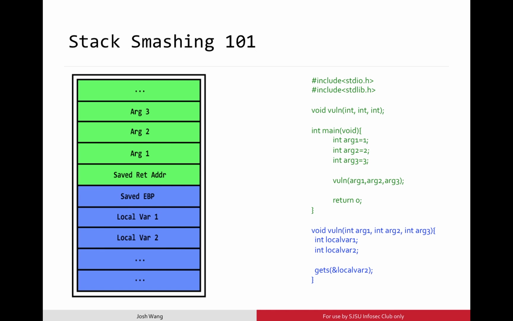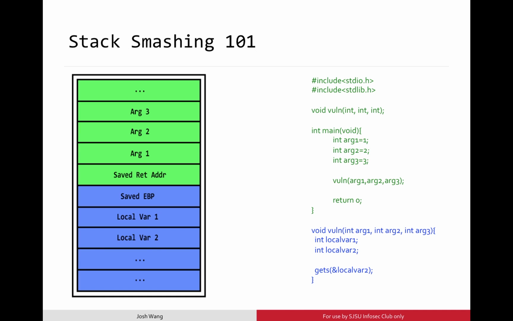signing. Before we get into the details of how ROP works, it's important to understand the x86 cdecl calling convention. Here we have a typical stack and the corresponding source code on the right. You have two stack frames indicated by the green and the blue color. The green stack frame is the caller function stack frame, and the blue stack frame is the callee function stack frame.